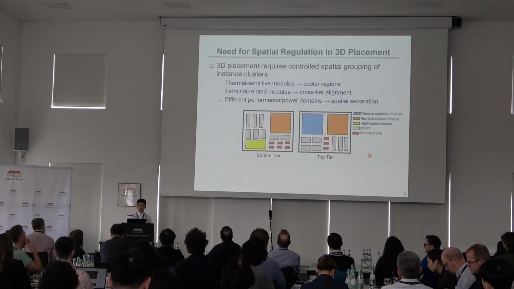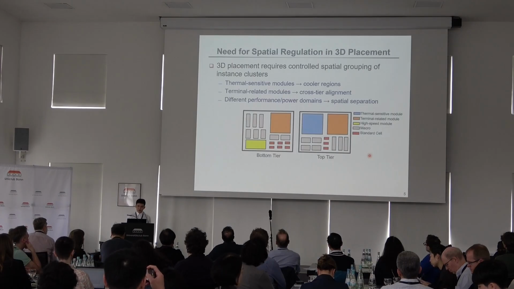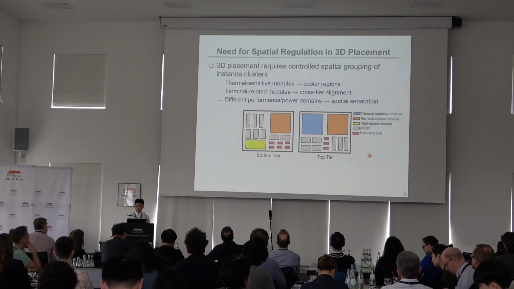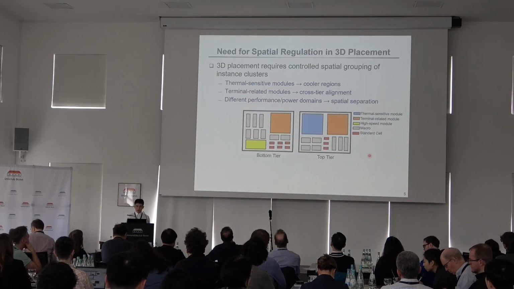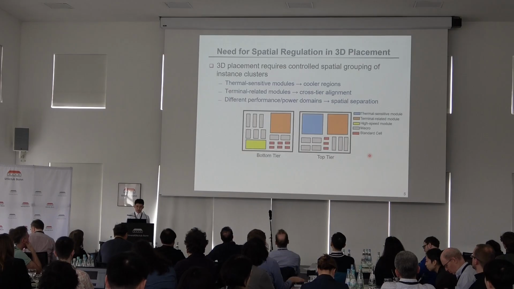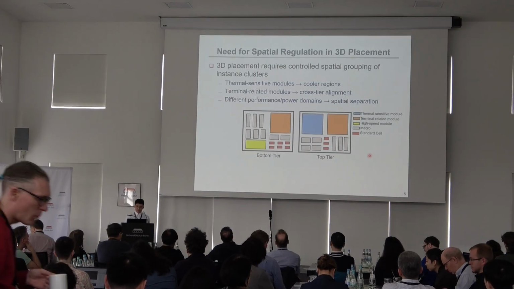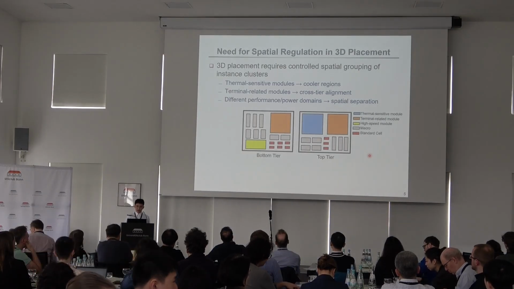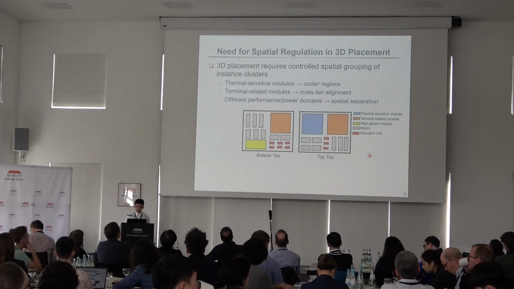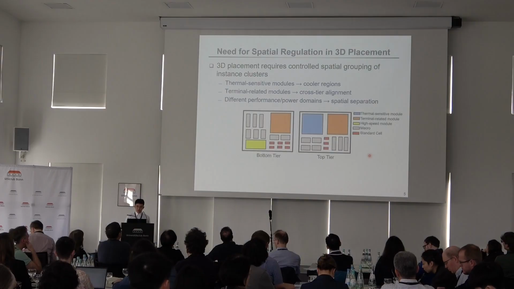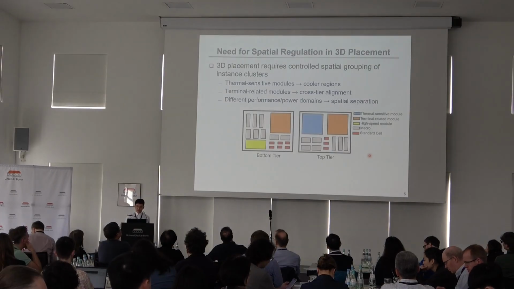To solve the above issues, 3D placement requires controlled spatial grouping of instance clusters. For example, thermal-sensitive modules should be placed in the cooler region. Terminal-related modules may require posterior alignment, and different performance or power domains often need spatial separation. The example here illustrates how different module types may be distributed across the bottom and top tiers.